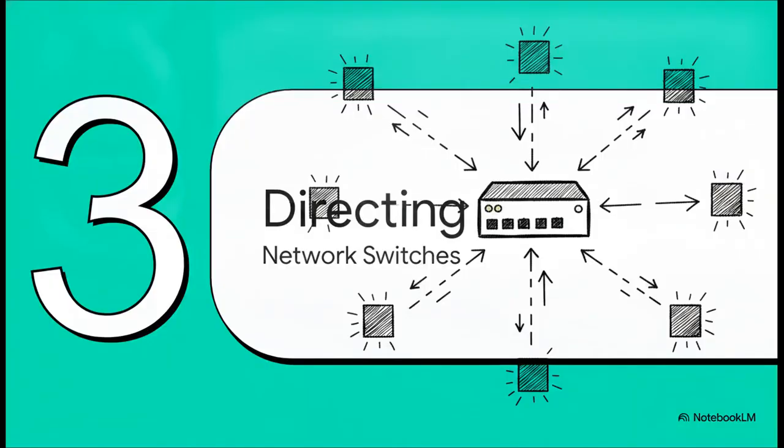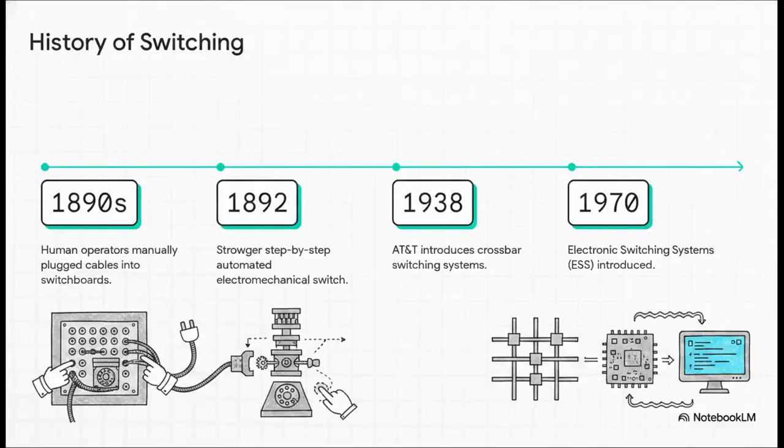All right, moving right along to part 3, directing traffic with switches. So we've got our data and we've got our highways, but how does a piece of data actually know where to turn to reach its final destination? Well, the history of switching is this fascinating mini-narrative of automation. Back in the 1890s, the intelligence of the network was literally human. Operators manually plugged cables into switchboards. But humans are expensive, slow, and, let's be honest, not always discreet.